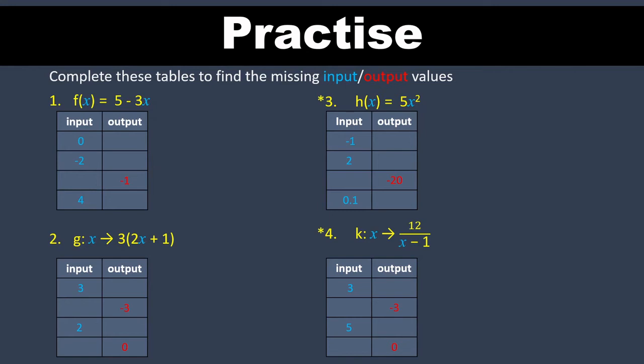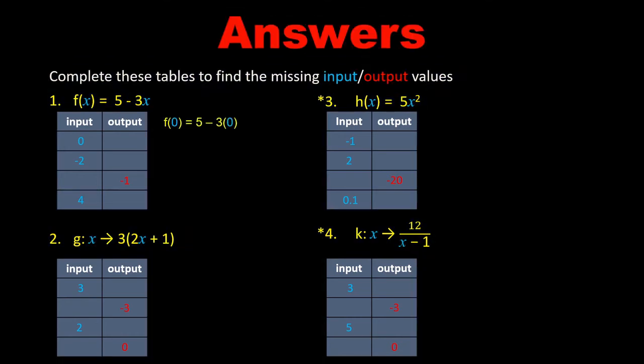I hope you had a chance to hit pause, because here come your answers. For question 1, when my input is 0, f of 0 would simply be 5 minus 3 times 0. 3 times 0 is 0, so 5 minus 0 is 5. F of negative 2, 5 minus 3 times negative 2. Negative 3 times negative 2, watch out, double negative there, is positive 6. 5 plus 6 is 11, so my output is 11.